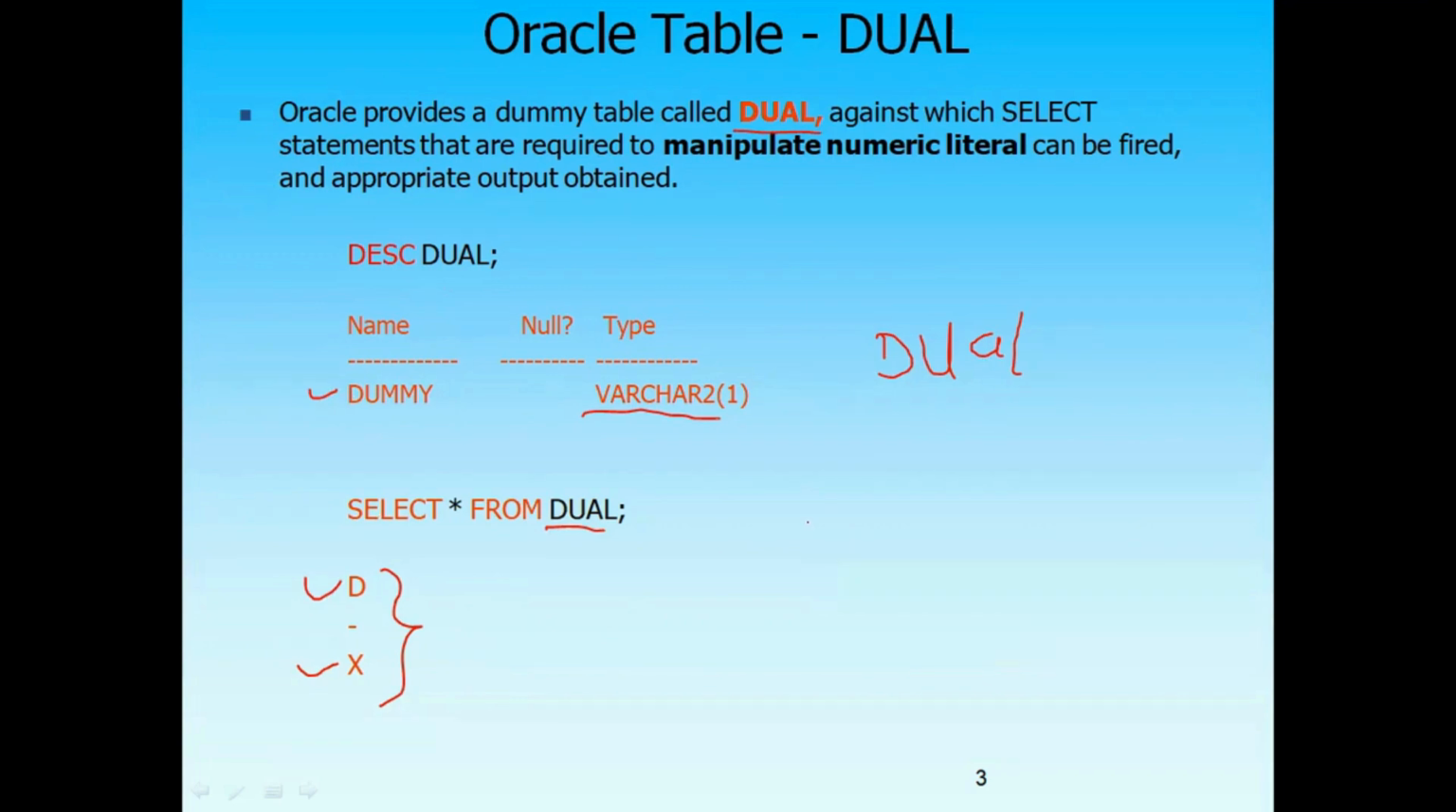Now, what is the use of this dual table? As you know, in the select syntax, we always need to pass the table name. The select and from clauses are mandatory. So whenever you want to perform any arithmetic or string operations that are not based on any table data, then you can pass the dual table in the from clause.